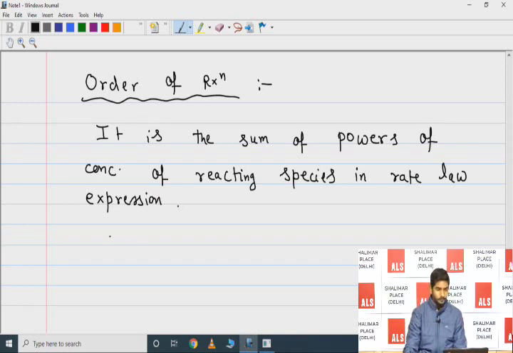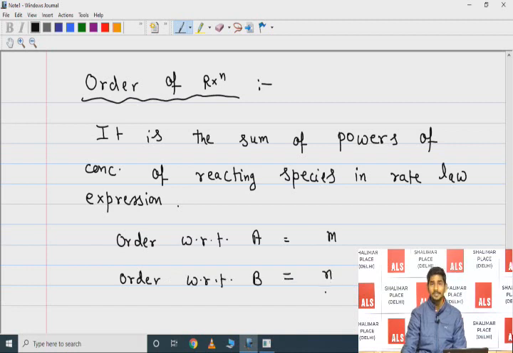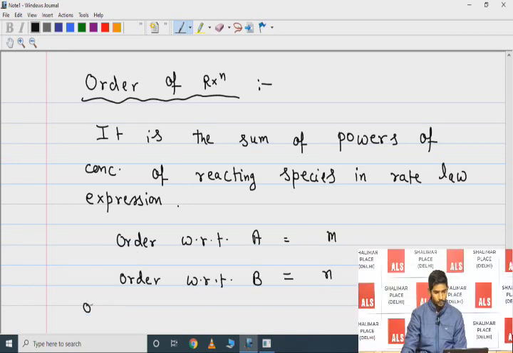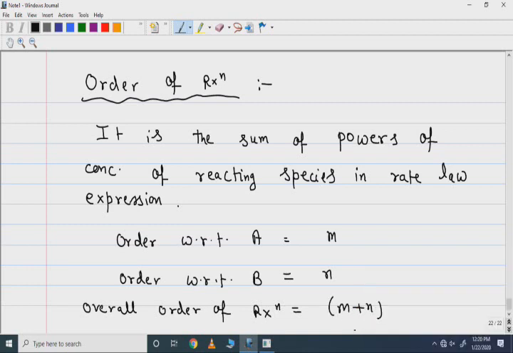Okay, here if I ask you about the order with respect to A, the power was m, therefore the order I'll write as m for the A. Order with respect to B, I'll say it is n. But if I ask you about the overall order of reaction, I'll say it is m plus n. Okay, copy please.